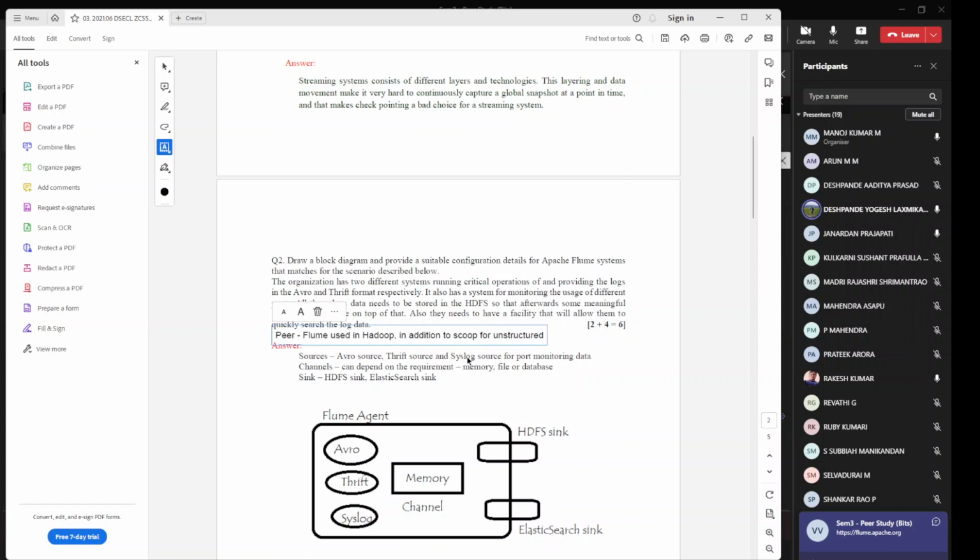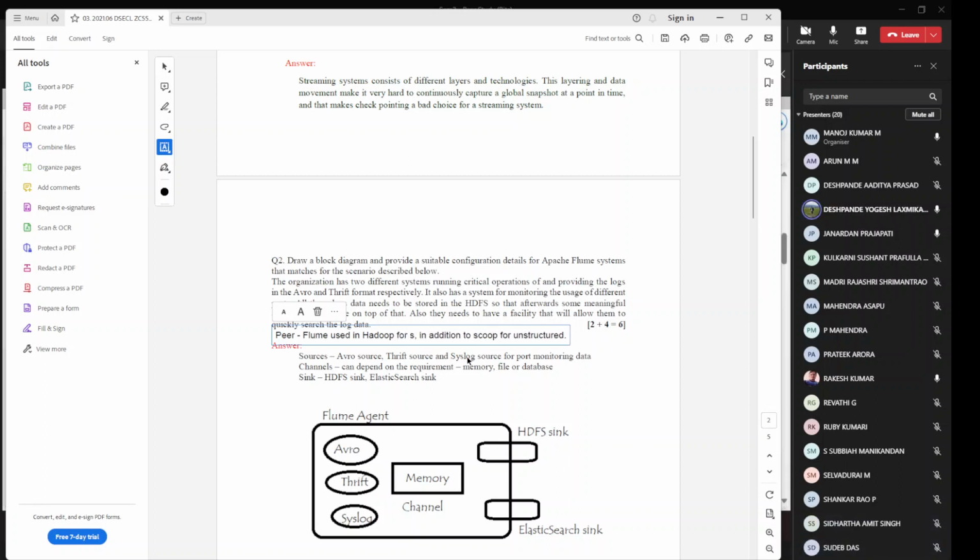Veena, can you show the question again? I'm planning to draw a diagram. The others also can try.